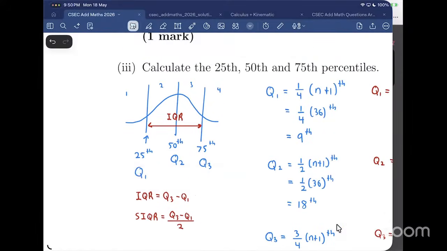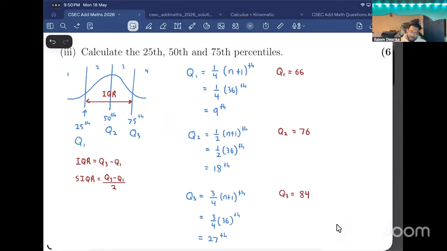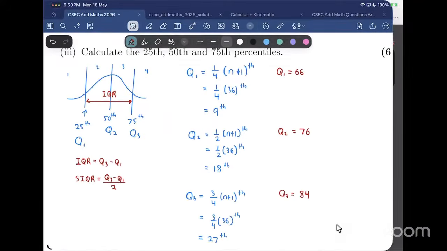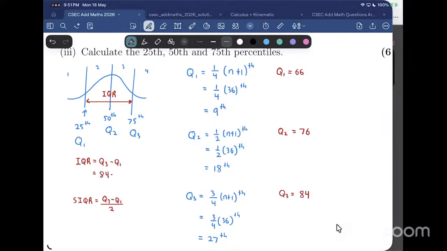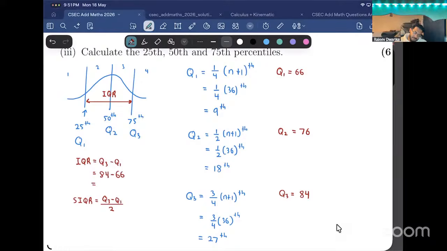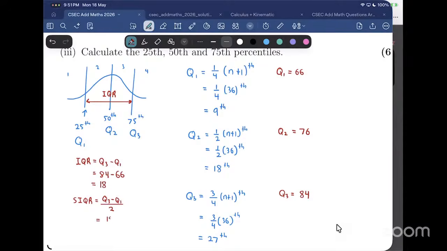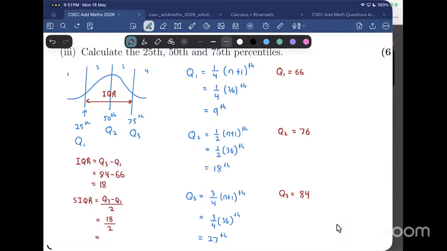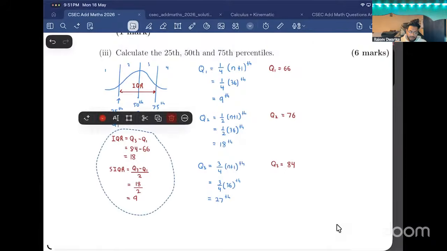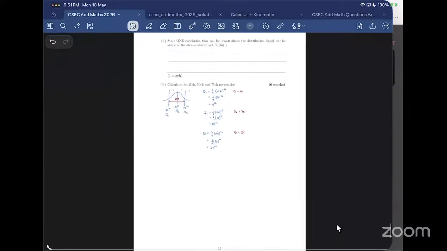So let's find the IQR quickly. That's gonna be Q3, which is 84, minus 66. So that's just 18. And then the semi interquartile range would be 18 over 2, which is just 9. Easy peasy.